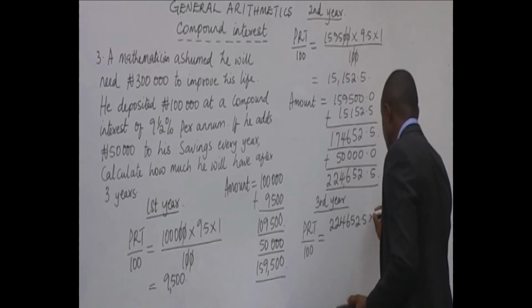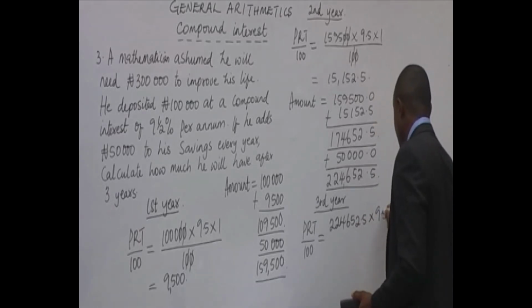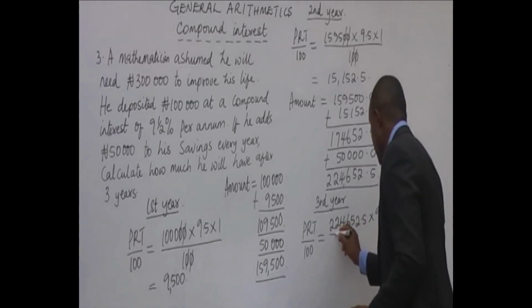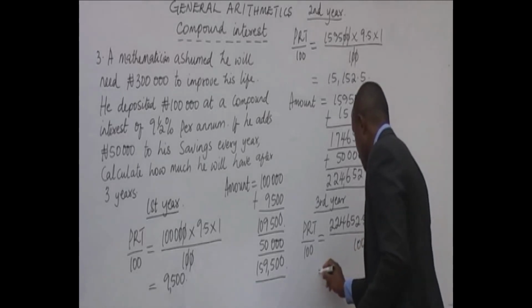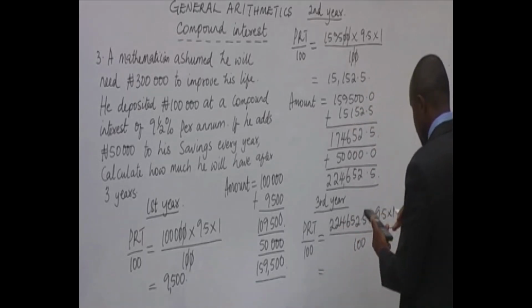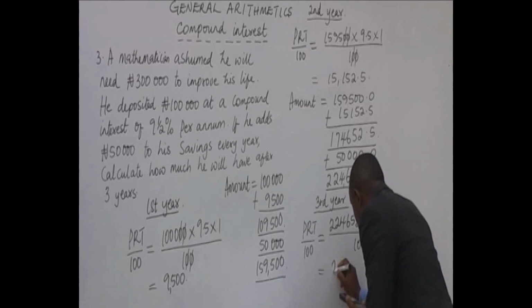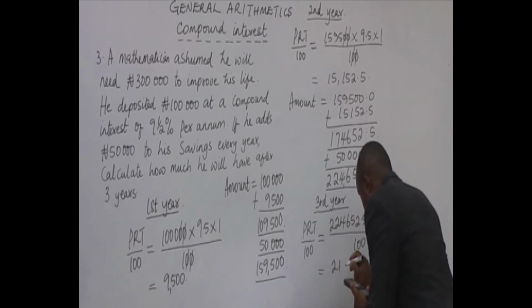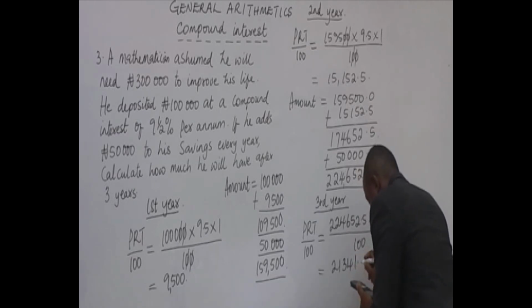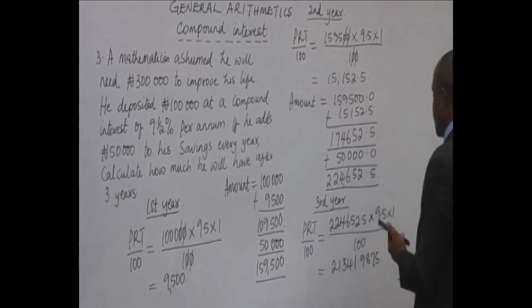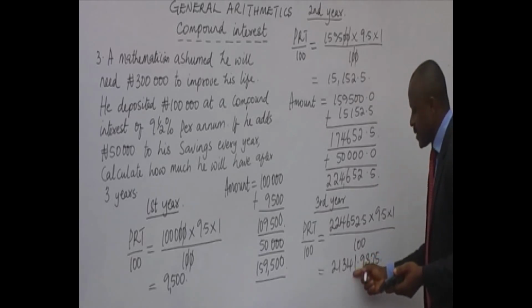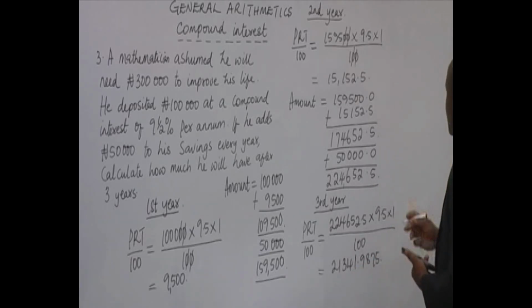224,652.5 times our rate, which is 9.5, times our time, which is 1, now divided by 100. Let's multiply out. We are having 21,341 naira 9,875 kobo. So this is the accrued interest in the third year.